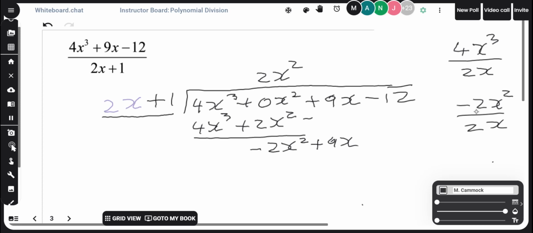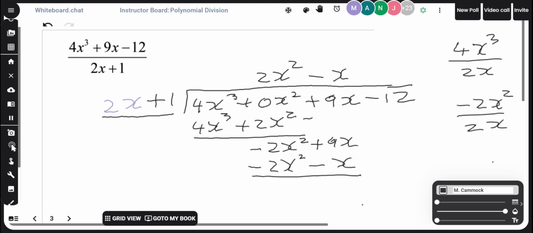So now I'm going to divide minus 2x squared on the side here by 2x. By my math, what I'm getting here is minus x. So the minus 2 divided by the 2 is minus 1. X squared divided by x is simply x, so that would be minus x. I'm going to multiply that minus x by both of these terms. So again, I'm always going to get that minus 2x squared back. So minus x times 2x is going to give me the minus 2x squared back. Minus x times positive 1 is minus x.